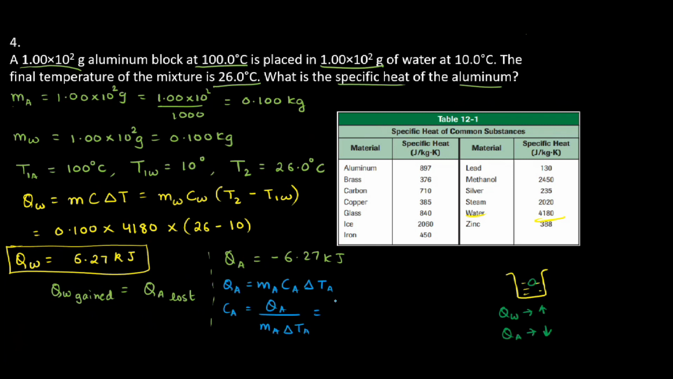Qa is negative 6.27 kilojoule. So that kilo I will convert to joule by multiplying by 10 to the power 3. Mass of aluminum is 0.1. Change in temperature: aluminum goes from an initial temperature of 100 to a final temperature of 26. So 26 minus 100. And when you solve this, you get the specific heat capacity of aluminum as 847 joule per kg Kelvin.